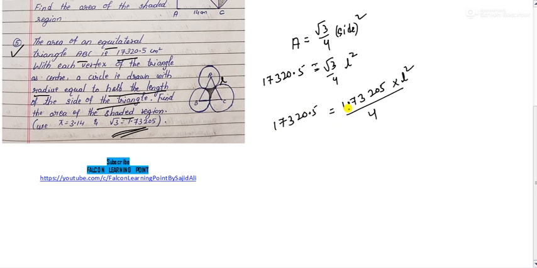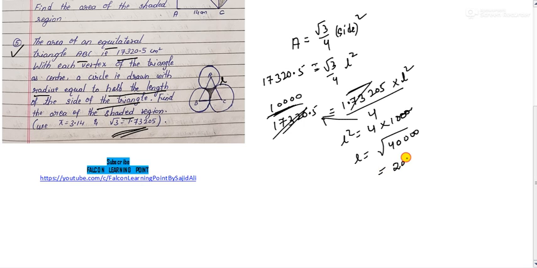Now if you look at these two, you can say both of them are equal, correct? But the only thing is here it is decimal, so what we can do, we can just cancel. After 1 there are 4 numbers, so 4 zeros. Okay, this is how you can cancel. So L square will be 4 cross multiply 4 into 10,000. So L will be root of 40,000 and that is equal to 200. So you got length as 200.